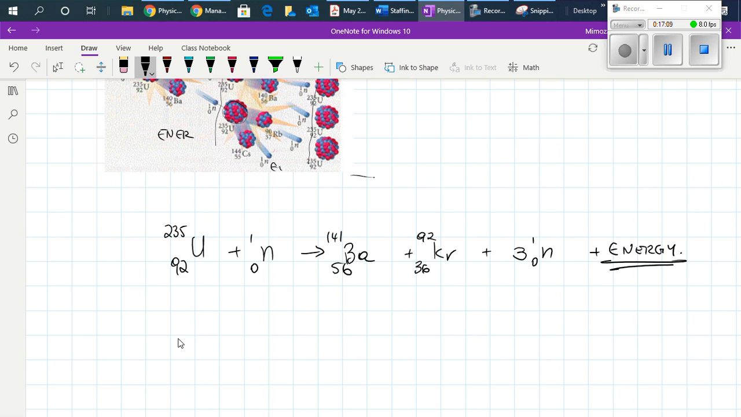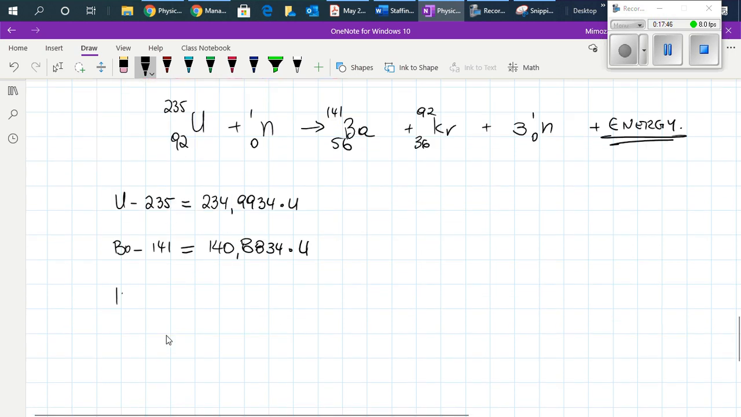Okay, the energy released due to this reaction, knowing that uranium-235 has an atomic mass of 235.0439 times U. Barium 141 will be 140.8834 times unified mass, and krypton 92 will have an atomic mass of 91.90601 times unified mass.